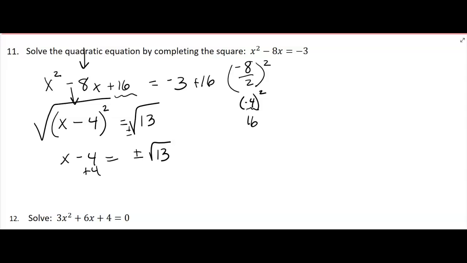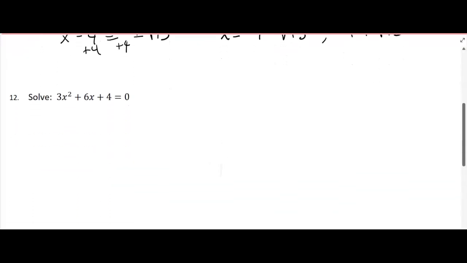You're going to add 4 to both sides. And so your answers are x equals 4 minus the square root of 13 and, whoops, 4 plus the square root of 13. Or you could use the plus or minus: 4 plus or minus the square root of 13. Again, put the radical back, please. Okay, be nasty about that.